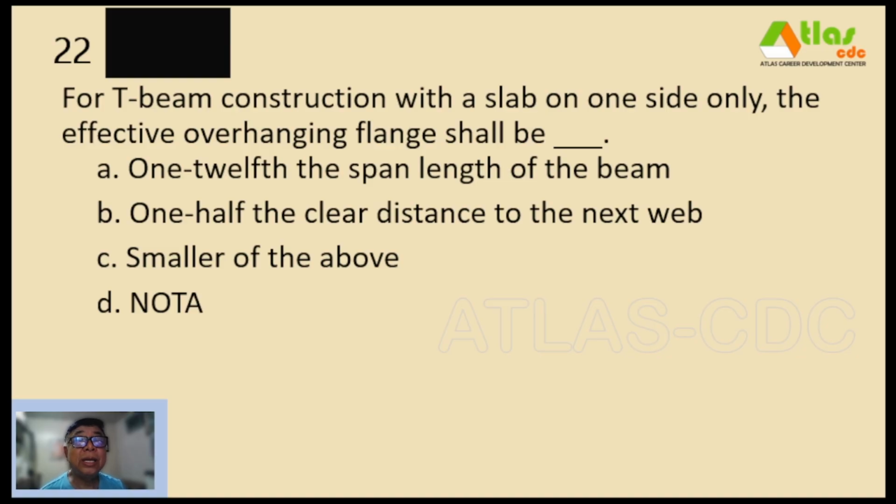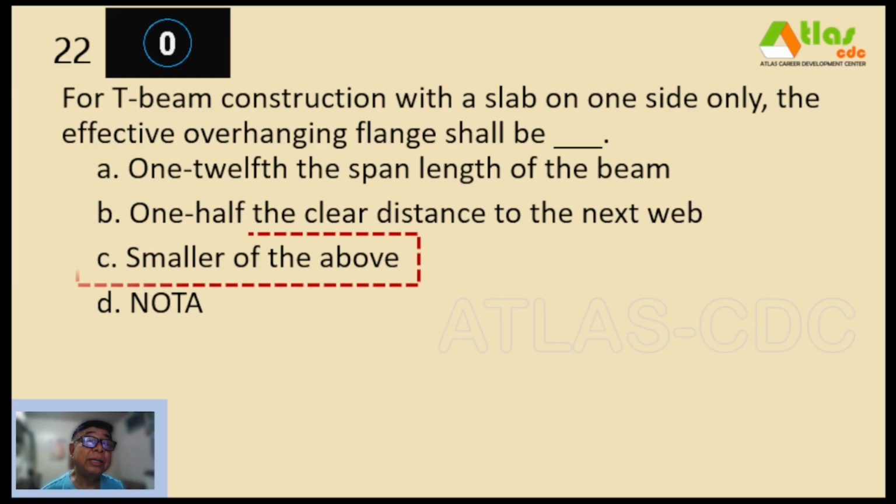22. For T-beam construction with a slab on one side only, the effective overhanging flange shall be blank. A. 1/12 the span length of the beam. B. 1/2 the clear distance to the next web. C. Smaller of the above. And D. None of the above. And our correct answer is letter C, smaller of the above.